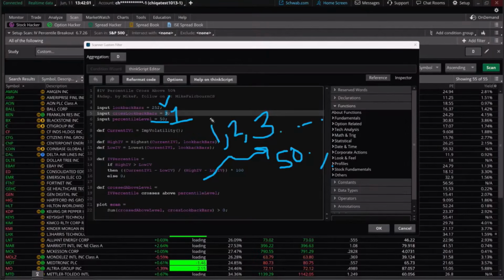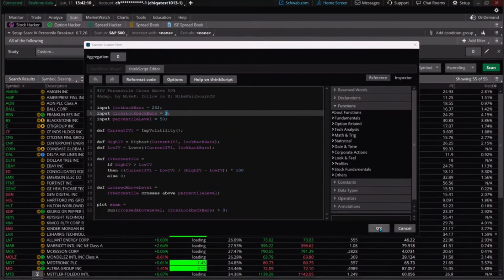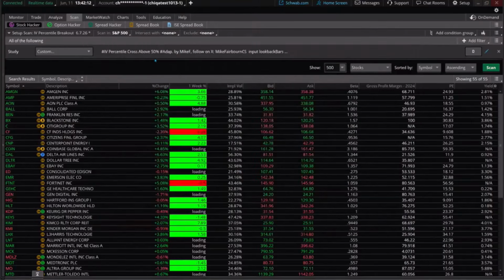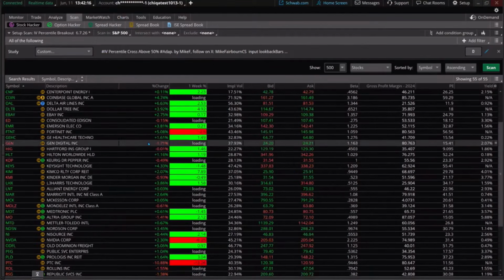1, 2, 3, go up to whatever number you want, but it lets you know that you crossed above that 50% range. So if I just click OK, we're gonna look at some of these, but look at this with me right here.